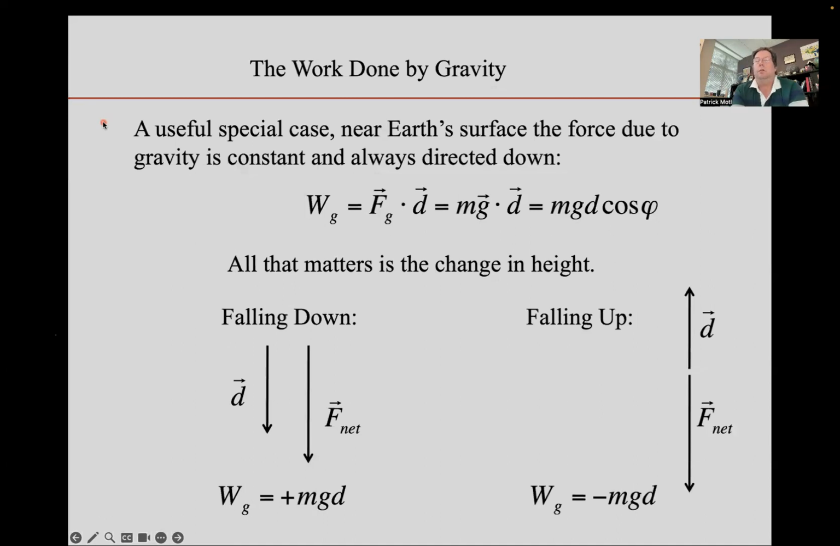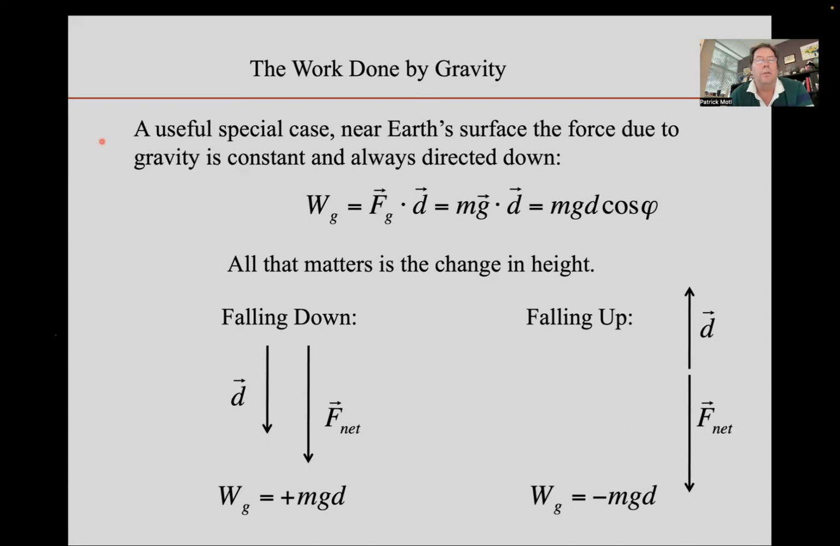We're going to look at the special case, or the limited case, of the work done by gravity. And gravity is going to be a good example to start with because it's a constant force, at least as long as we're near the surface of the Earth. There's no motion that's extending over distances comparable to the radius of the Earth.